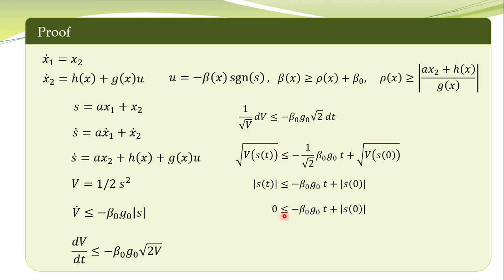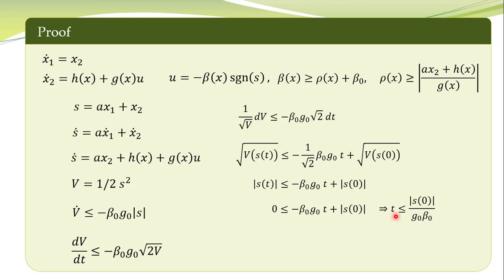We want to determine the time when s becomes equal to 0, that is, s of t becomes equal to 0. So we want to determine that time. How can we determine that time? We have simply substituted s equal to 0. We want to determine the time when s becomes equal to 0, that is, when the trajectories have reached the sliding surface, and that time is less than or equal to this, that is given over here.